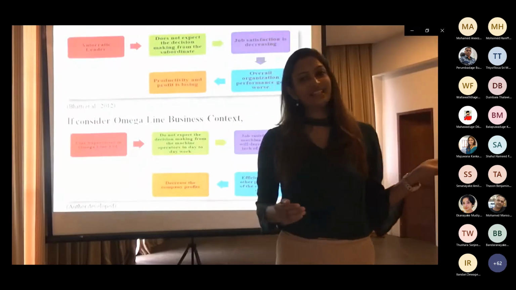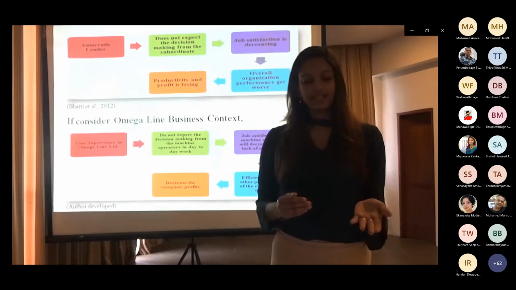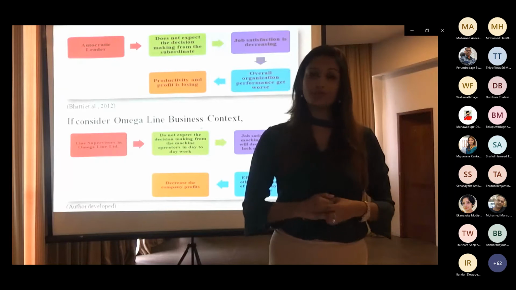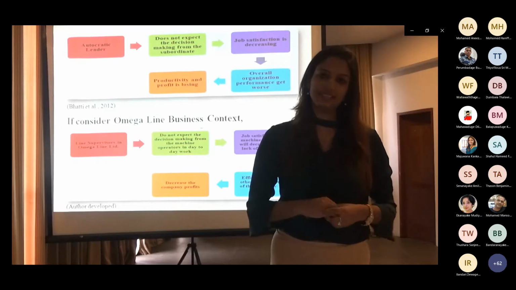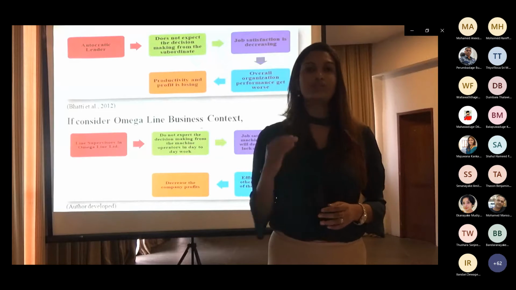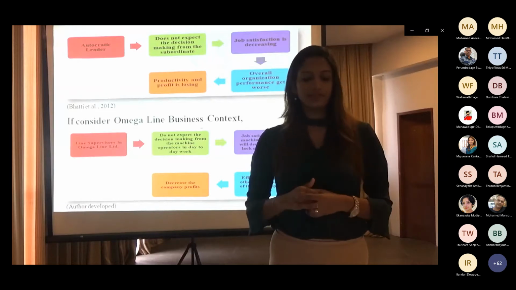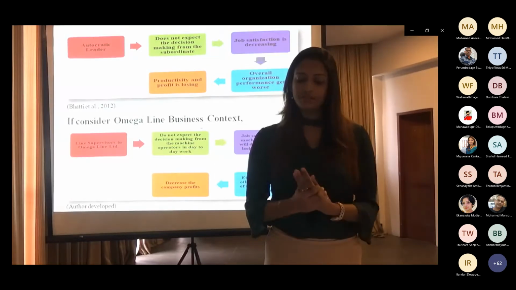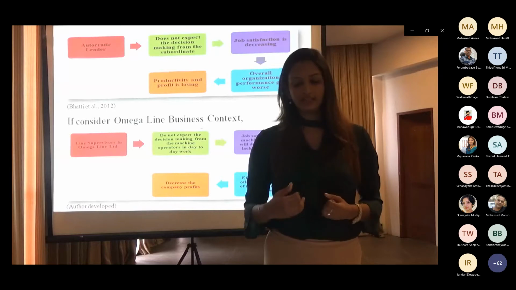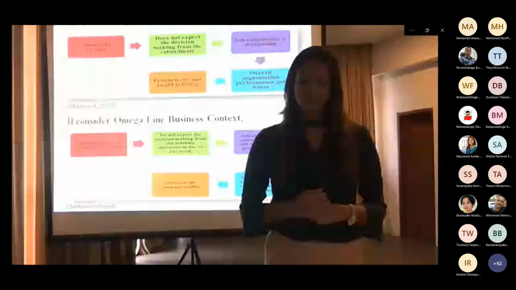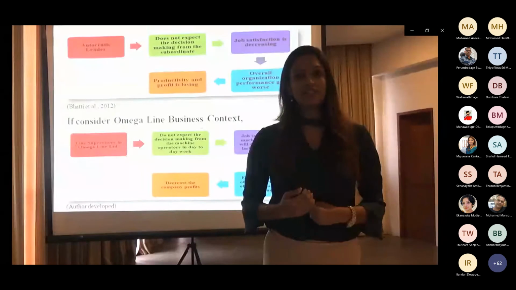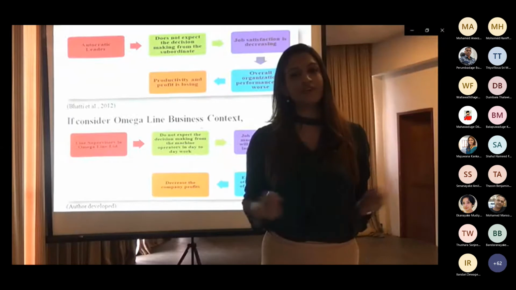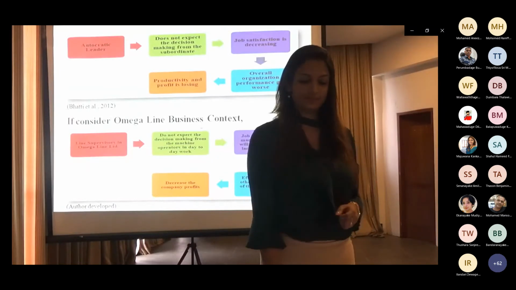After that, as we stated in our literature review, according to Barty et al., this process is done by an autocratic leader. We have also applied this to the Omega line context. Omega line supervisors do not expect decisions from the machine operators in day-to-day operations. Due to that, the job satisfaction of machine operators will decrease due to lack of motivation. In that case, the efficiency and performance of the company will decrease. At last, the profit of the company will also decrease.